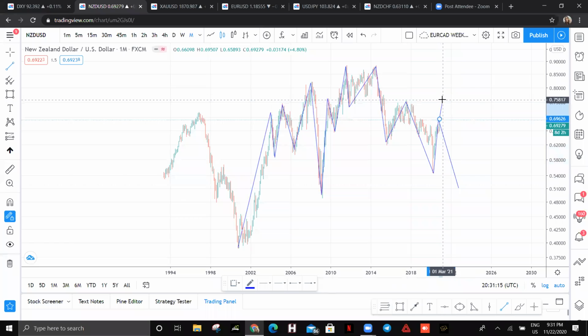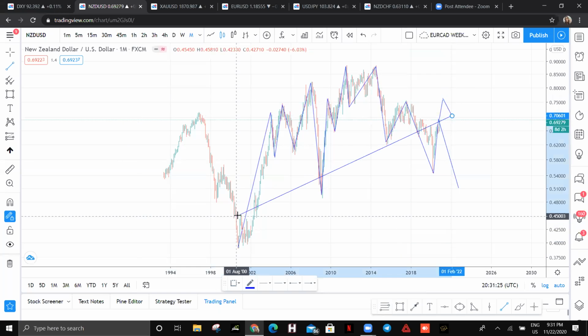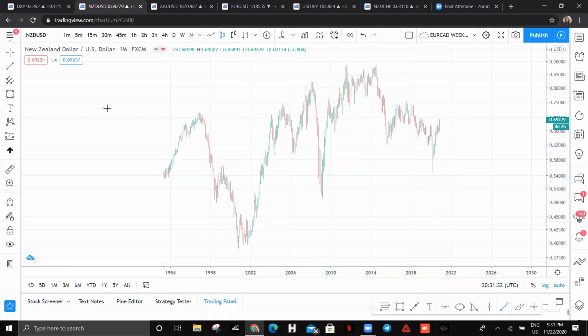Up to this level, break out here, and do what? Go up. Anyhow you feel. So this is for the monthly time frame. We don't know what's going to happen, but we'll go to the lower time frame to see how the market reacts.